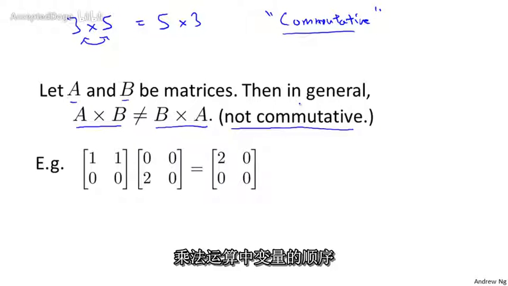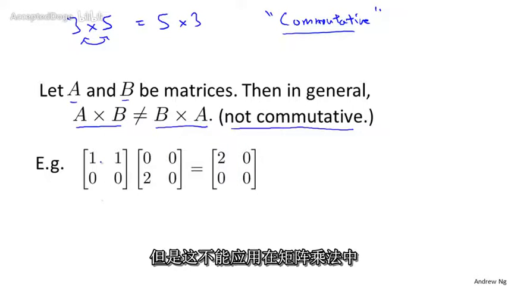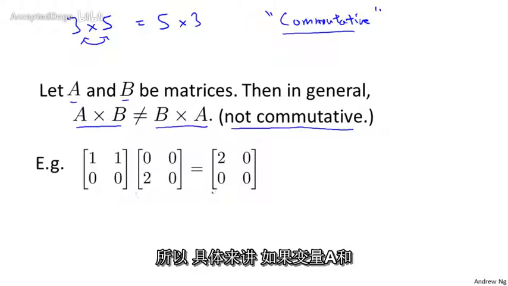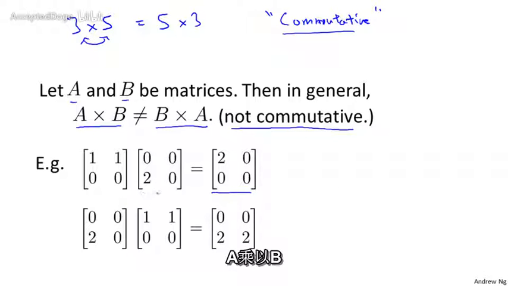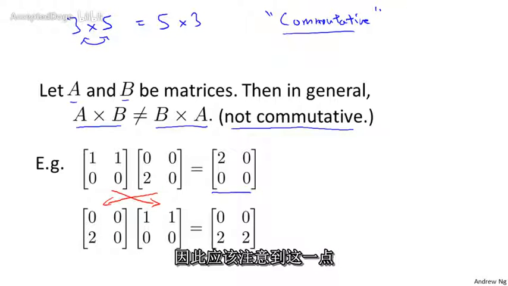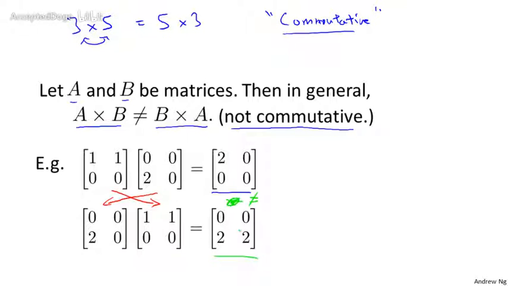As a concrete example, here are two matrices. This matrix [1 1; 0 0] times [0 0; 2 0]. And if you multiply these two matrices, you get this result on the right. Now let's swap around the order of these two matrices. So I'm going to take these two matrices and just reverse them. It turns out if you multiply these two matrices, you get this second answer on the right. And clearly, these two results are not equal to each other.